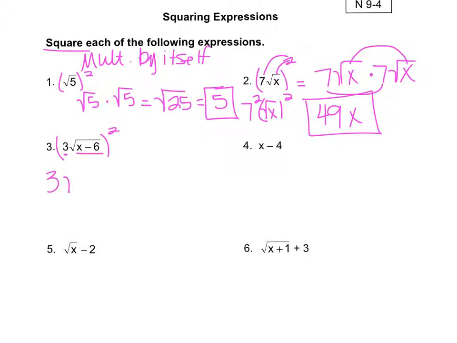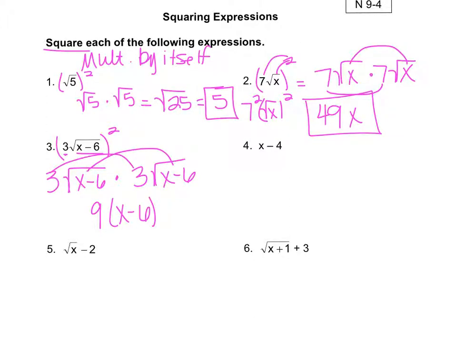You can either distribute that squared inside, or you can just multiply it by itself. We're multiplying the outside, so 3 times 3 is 9. Square root of x minus 6 times square root of x minus 6 just gets rid of the radical, so you're left with x minus 6. But you're having to multiply that by 9, so you're having to put parentheses around x minus 6, because now you're going to have to multiply both of those terms by 9.